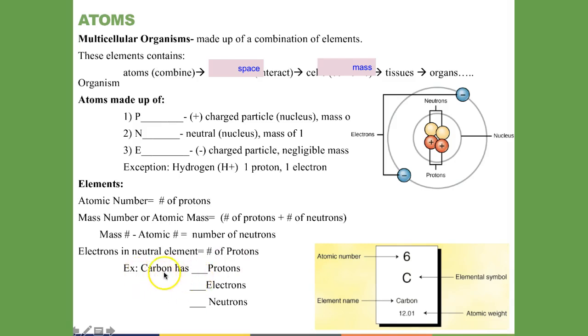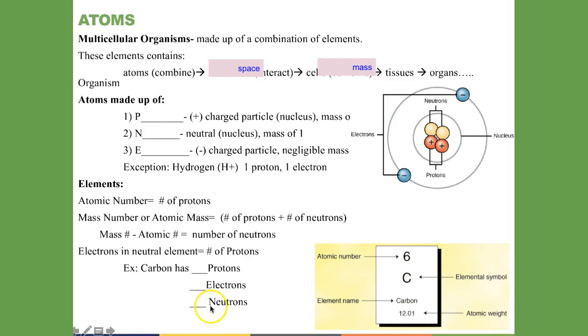So if we're looking at this example right here, carbon. Carbon has blank protons. We already learned atomic number is also equal to protons, so we know 6. We would write 6 right here. The number of electrons, well, it did tell us electrons in a neutral element is also equal to the number of protons. So the number of electrons would also be 6. And the number of neutrons, well, this is a little different.